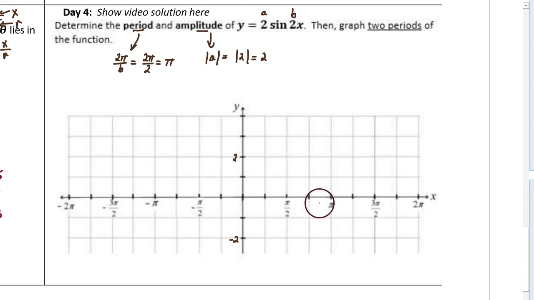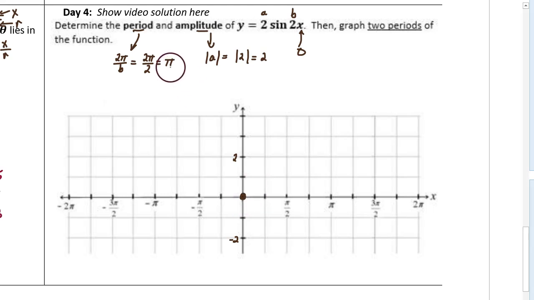Let's find the value of the function when x is 0. 2 times 0 is 0. The sine of a 0 angle is equal to 0. And 2 times 0 is 0. So when x is 0, the value of the function is 0. There's a dot through the origin.